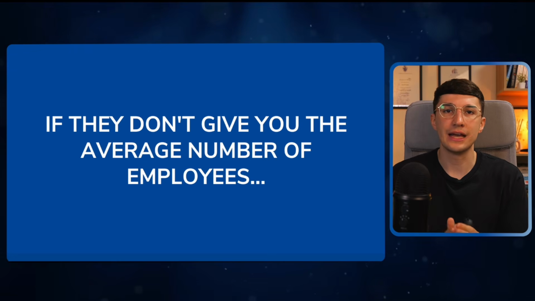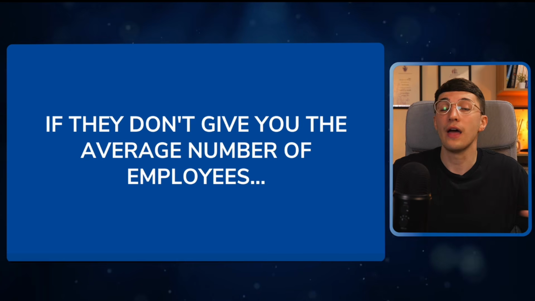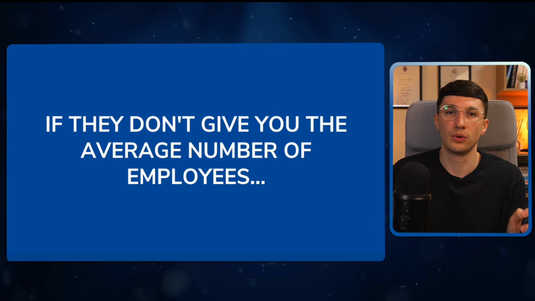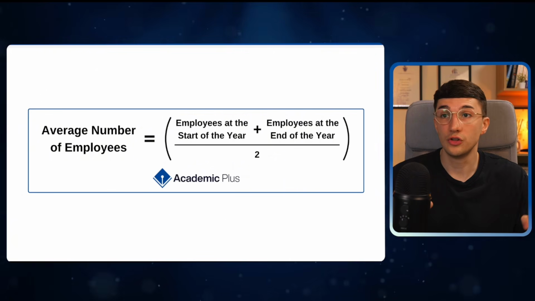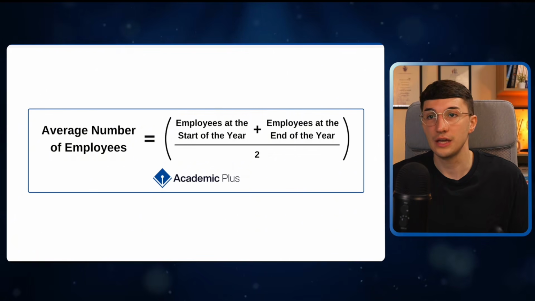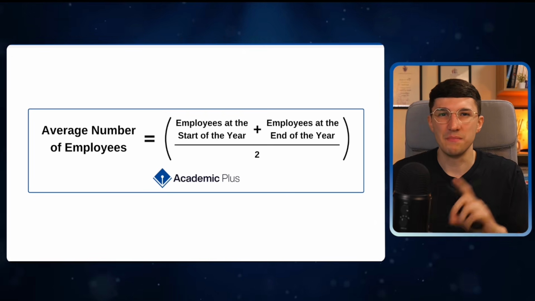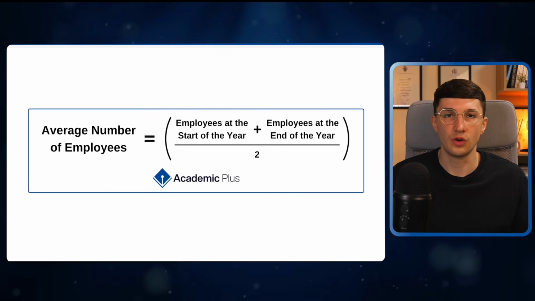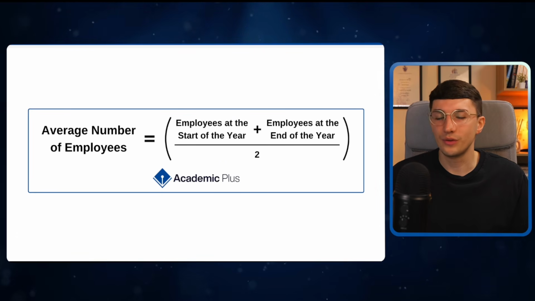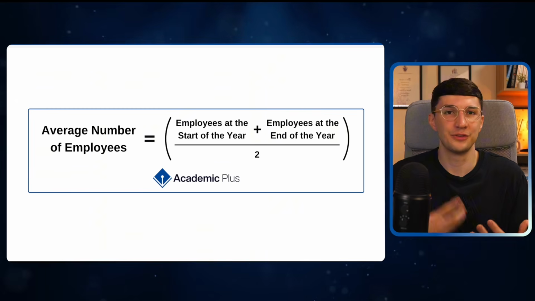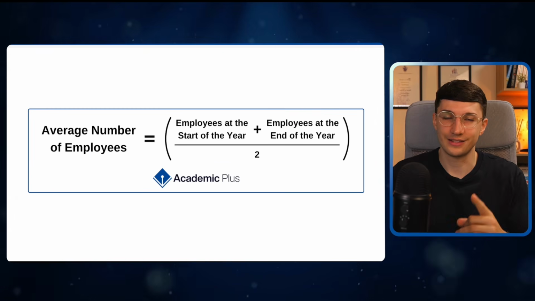Part of the formula is to divide it by the average number of employees. Now, they may not give you the average number of employees, but don't worry, it's really simple to work this out because all you want to do is you take the employees at the start of the year plus the employees at the end of the year. Instead of the year, it may be a month, it may be a week, it may be a different time period. And then what you want to do is just divide that by 2. And the reason why we divide by 2 is because that's how many figures we're adding together. So you add them all up, divide by how many you are, that's how you get the mean.